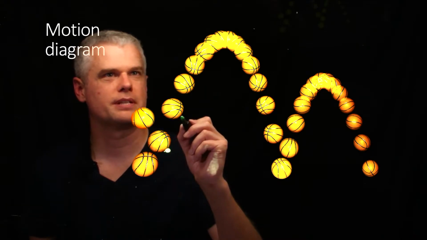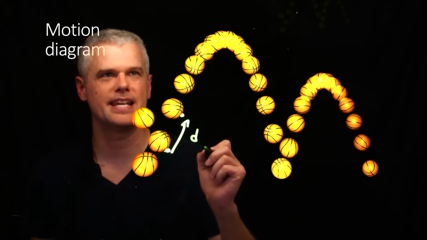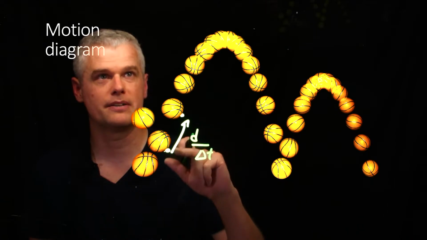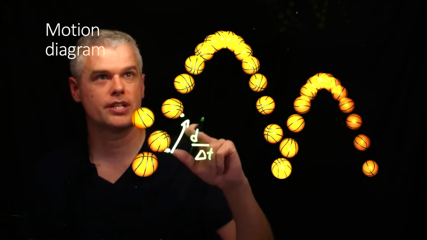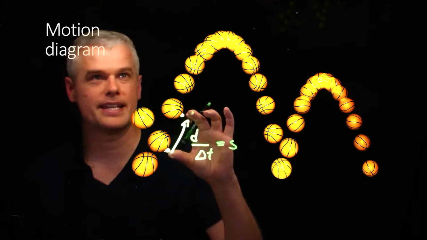From this initial time to that final time, the ball has traveled a distance d. And if we divide that distance d by the time interval between this position and that position, we will get the speed during that interval.